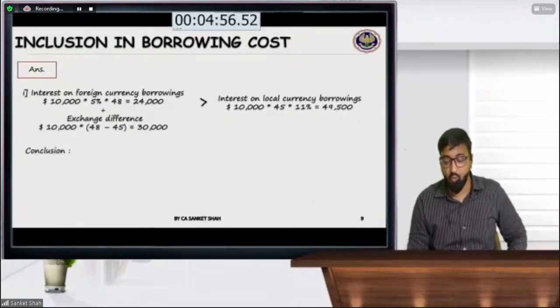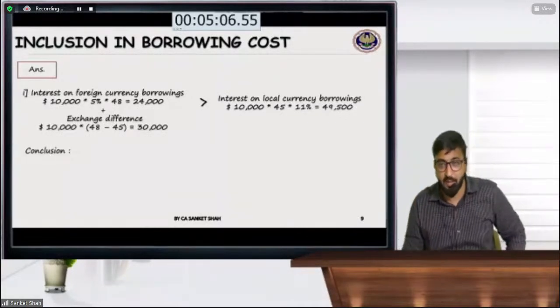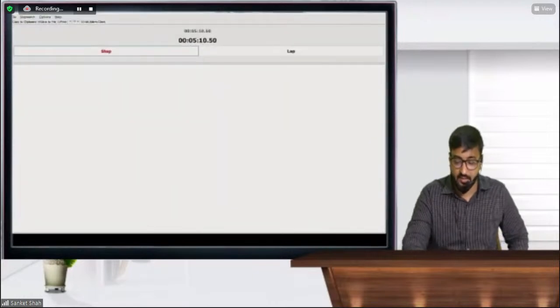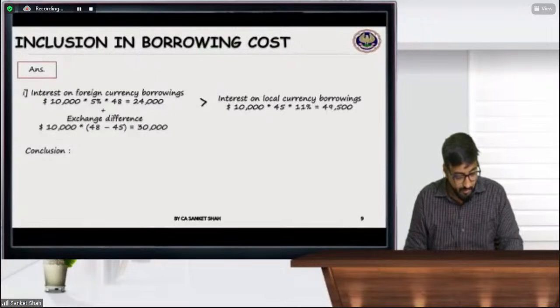So now what is to be capitalized? Whichever is lower. Beta, your loss is 54,000, but the maximum amount that you can capitalize will be 49,500, which is S16 ka principal. I have not explained S16 ka principal yet, but this is the answer. 49,500 will be the local currency borrowings.